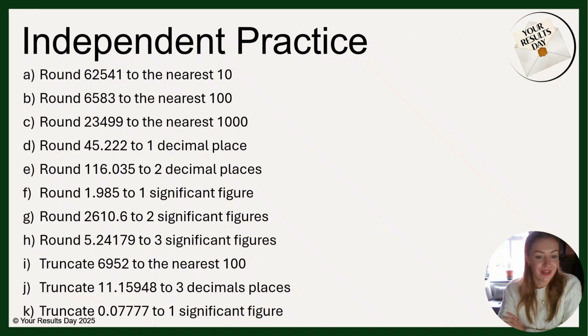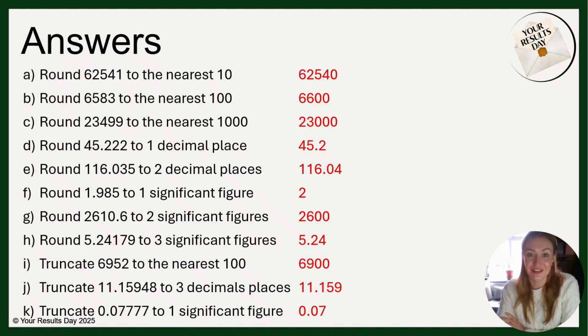Here are a few questions for you to have a go at. You have got a mixture of rounding and truncating, and you've got a mixture of the nearest 10, 100, 1,000, decimal places and significant figures, so we can really test your ability across a wide range. Pause the video now and hit play when you're ready to see the answers. They will be coming up on screen in just a moment. And here are your answers. Feel free to take a bit of time to mark those and see that you've got them correct.